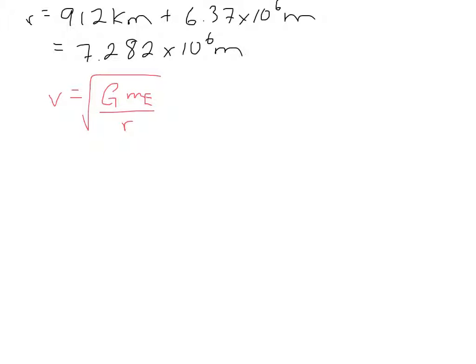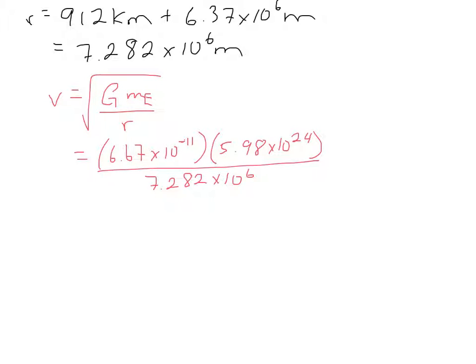So I can just put in my numbers here. So here I have from my data sheet, g is 6.67 times 10 to the negative 11. My mass of the Earth is 5.98 times 10 to the 24, and divide by the radius that I just calculated, which is 7.282 times 10 to the 6th. My answer there is going to be 7.40 times 10 to the 3 meters per second. And that is my speed that the question's asking for.